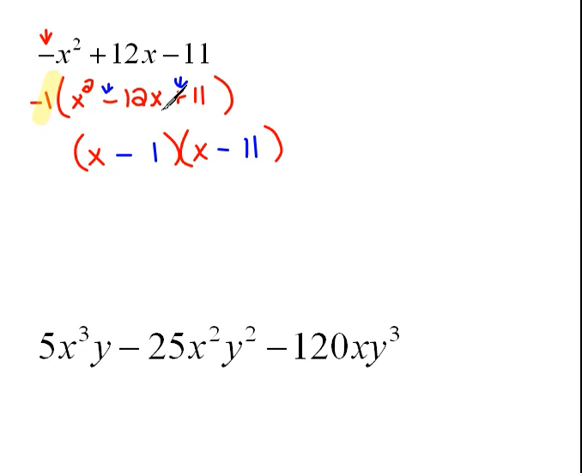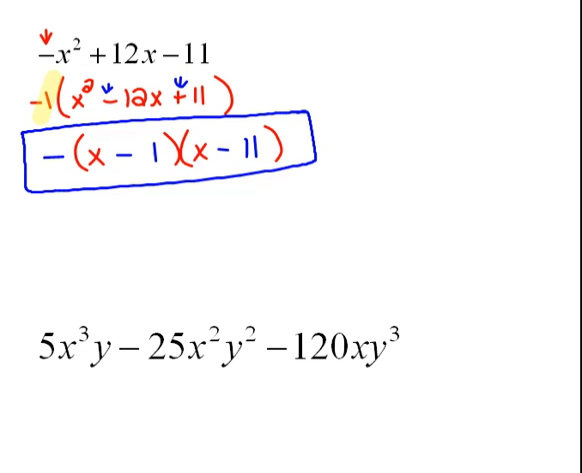Now let's make sure we get the middle term. Negative 1x and negative 11x is negative 12x. So that's the way that this factors. Now we can put the negative 1 on the outside, or we can just simply put the negative on the outside. It is the exact same thing.